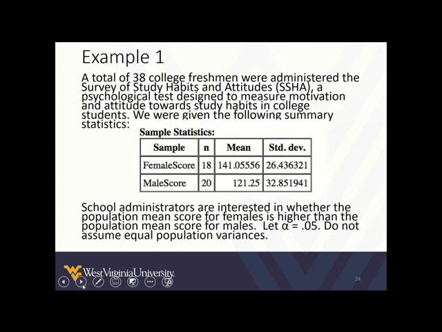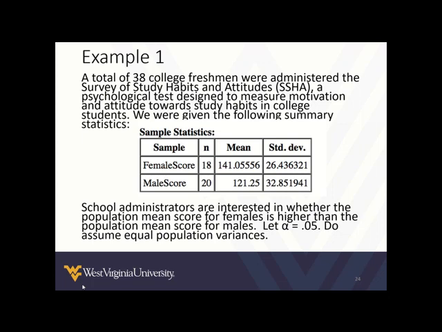That is very important. Okay, looking at example 1, a total of 38 college freshmen were administered the Survey of Study Habits and Attitudes, the SSHA, a psychological test designed to measure motivation and attitude towards study habits in college students. We were given the following summary statistics. We were given the scores for females and males, each with their sample size, mean, and standard deviation. Because it didn't explicitly state that this was the population standard deviation, it's safe to assume that this is the sample standard deviation, particularly that it says sample statistics.